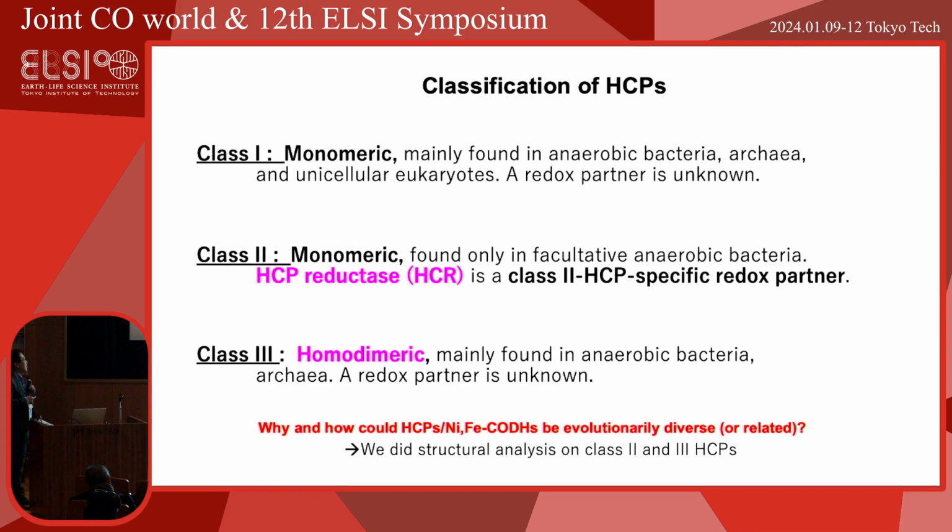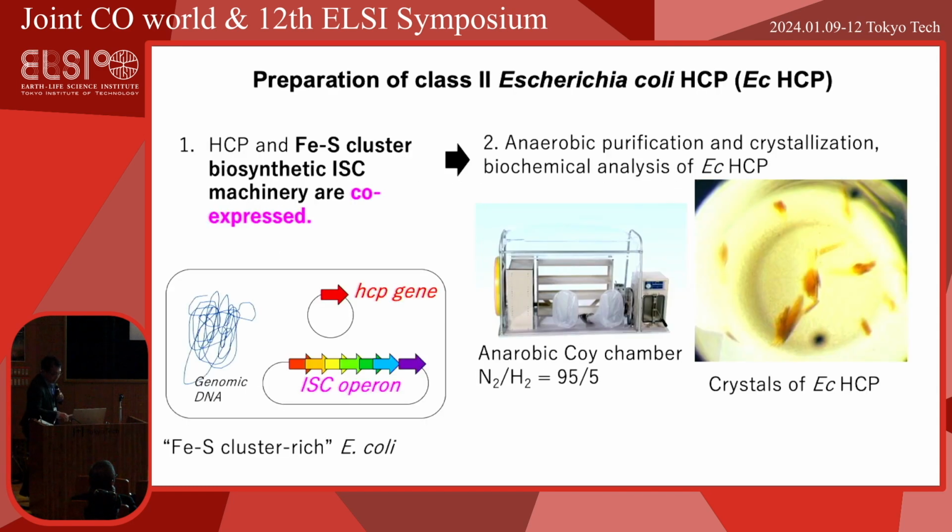Class 3 is rather unique because this form is homodimeric, like CODH. It's clearly different from these two classes. And this class of HCP is found in anaerobic bacteria and archaea, not eukarya. So my question is, what is the structure of class 2 and class 3 HCPs? Because it's important to gain some insight to solve the structure of all of the HCPs. So our experimental setup is like this.